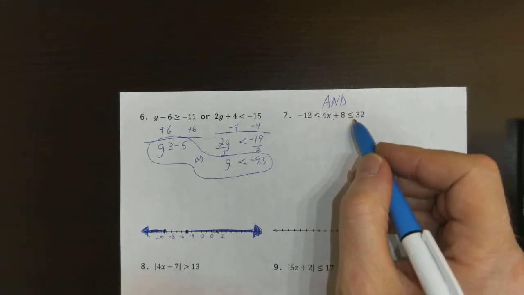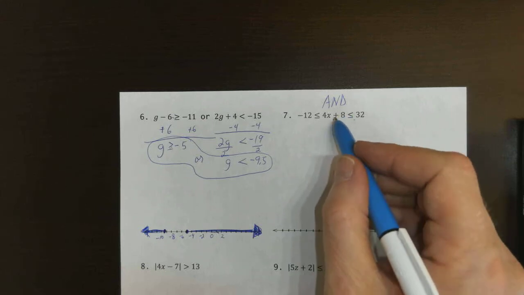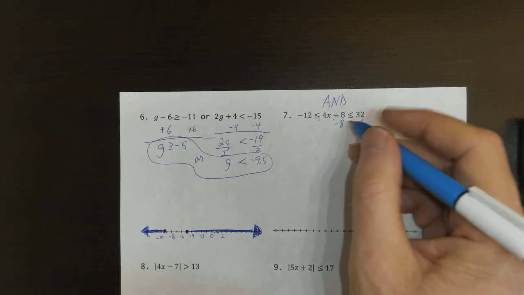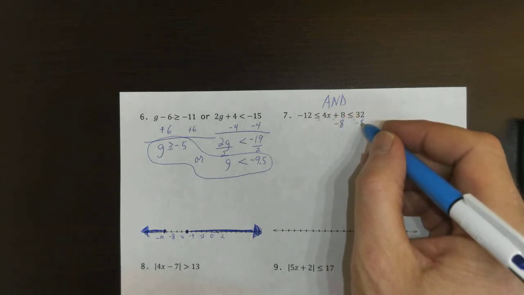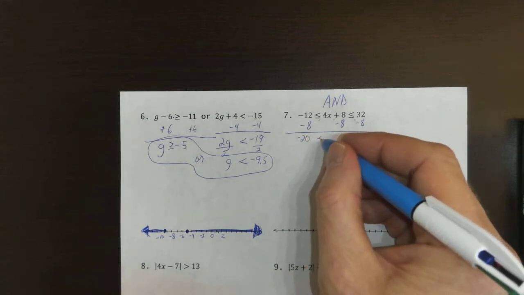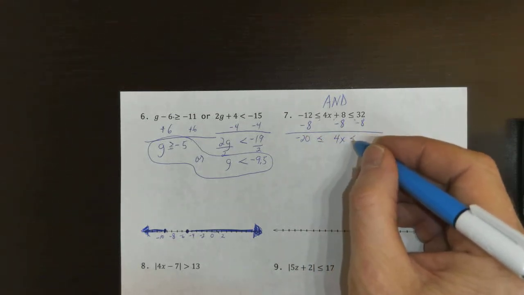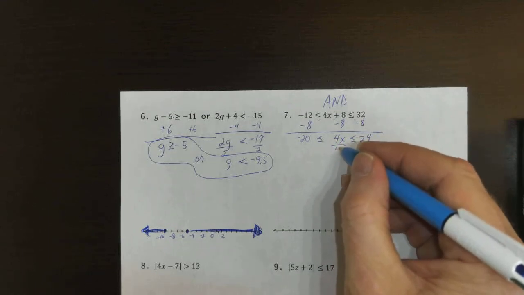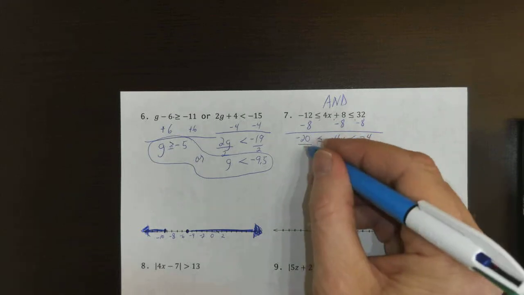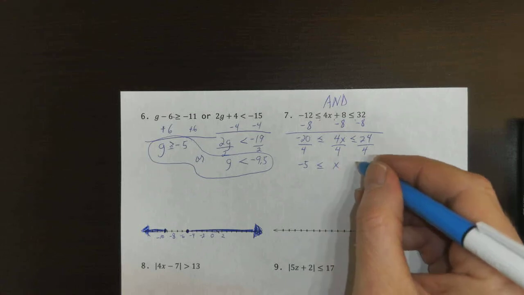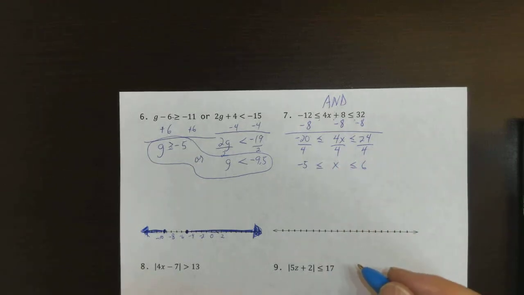4x plus 8 is less than or equal to 32, and 4x plus 8 is greater than or equal to 12. I like to start in the middle. We'll get an x by itself. Subtract 8 from the middle, from the right, and from the left. I got -20 here, less than or equal to 4x, less than or equal to 24. 32 minus 8 is 24. Now let's divide 4 in the middle, 4 on the right, and 4 on the left. I got -5 is less than or equal to x, which is less than or equal to 6.